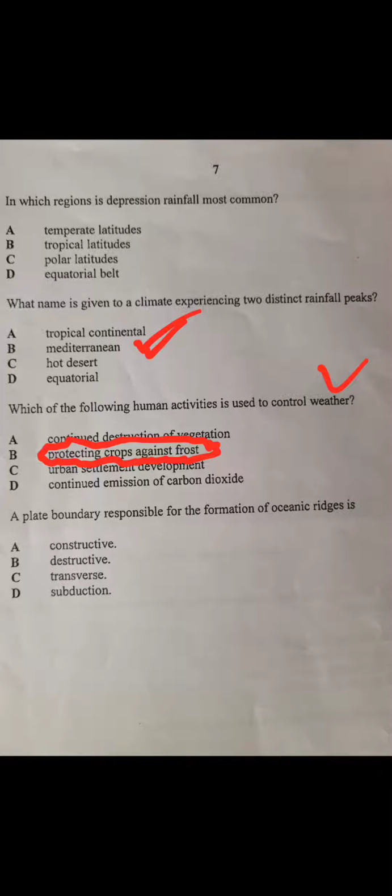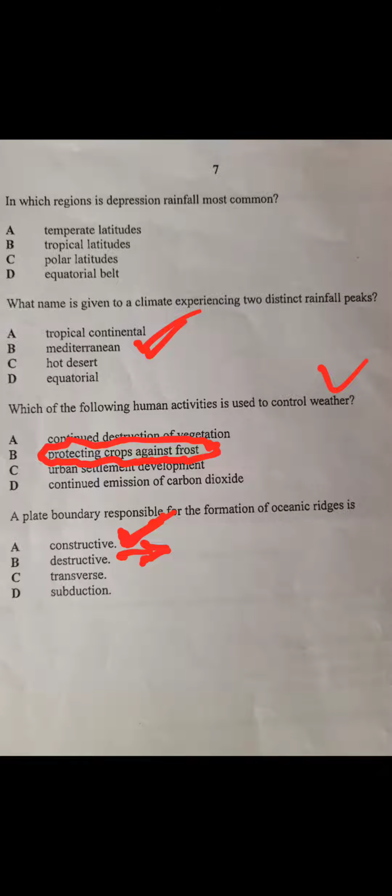Then number 20, it says a plate boundary responsible for the formation of oceanic ridge is. So the one, guys, that is responsible for the formation is constructive. But destructive, this one is responsible for the destruction. Okay? So the one responsible for the formation is constructive. The one responsible for the destruction is destructive.